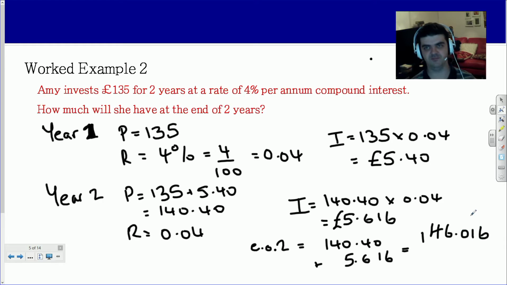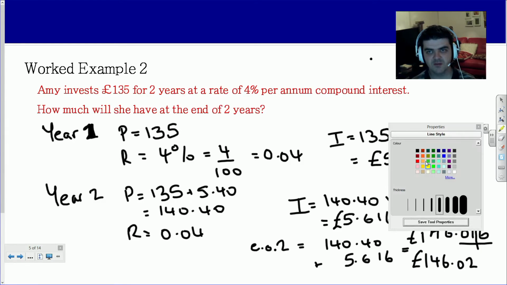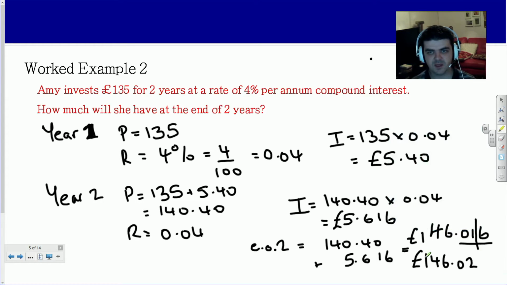146.016. Now, as you probably realized, money doesn't go to 3 decimal places as that is there. It only goes to 2. So we have to round to 2 decimal places, and we get 146.02. And that is our answer for that part. And our answer is £146 2p.